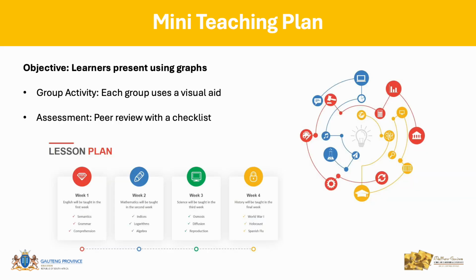Mini teaching plan. As a practical exercise, design a 30-minute lesson that allows learners to apply what they've learned. Choose a data presentation objective, such as explaining a bar graph or pie chart. Divide the class into groups. Let each group create and present using their assigned visual aid, and then assess using a simple peer feedback checklist. This activity brings together planning, teamwork, presentation, and assessment in one meaningful task.